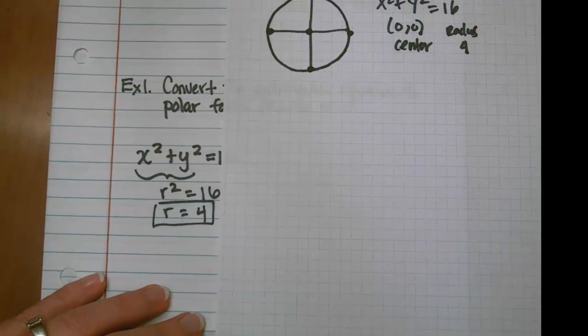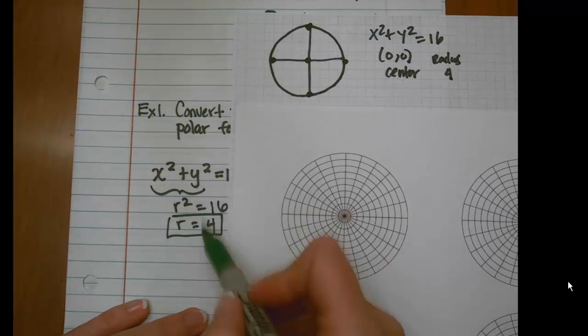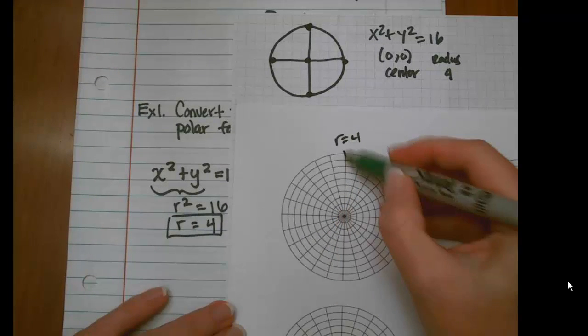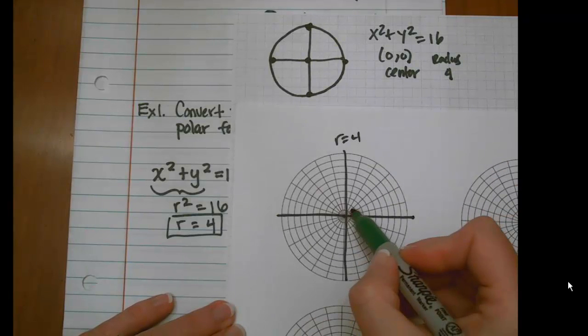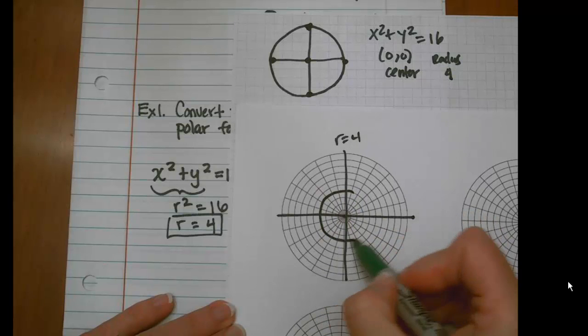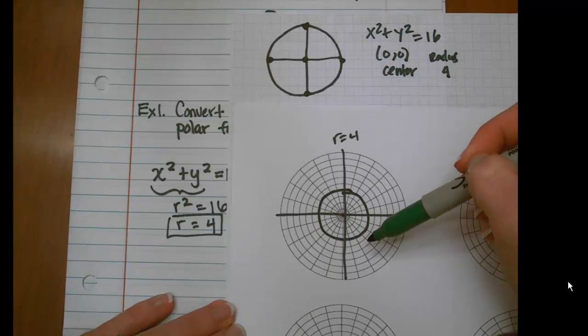All right. But then if we talk about this in polar form, r equals 4, on my axis, would be the 1, 2, 3, 4th concentric circle. So again, there's my rectangular and there is my polar form.